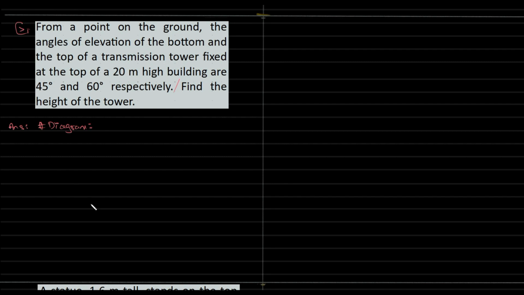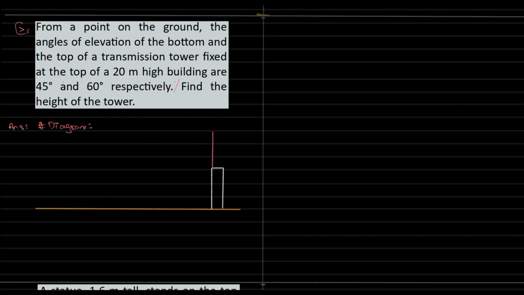Okay, so we begin with the ground, because it's from a point on the ground. The angle of elevation of the bottom and top of our transmission tower fixed at the top of a 20 meter high building. So first we need a building. On that there is a transmission tower. So let us draw a small building, and on that a transmission tower.